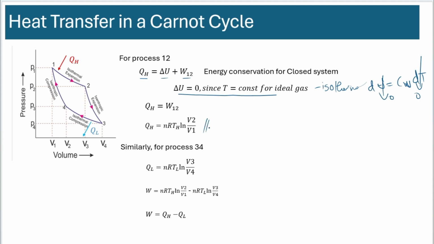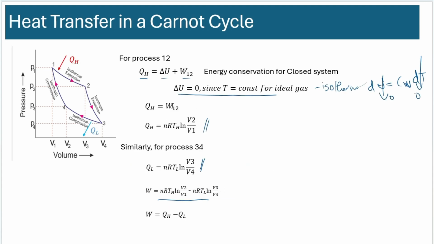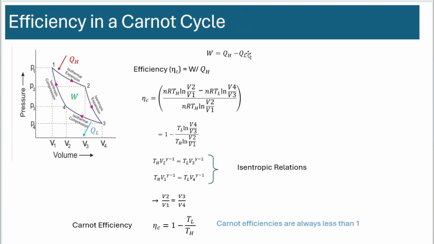And we already know how to calculate W12. We have calculated it in the previous slide. Similarly for QL, it is W34, and we know how to calculate that. And if you compare the value of W net we already got, and look at the values for QH and QL, we realize that W is nothing but QH minus QL. All right. So now we have W is QH minus QL.